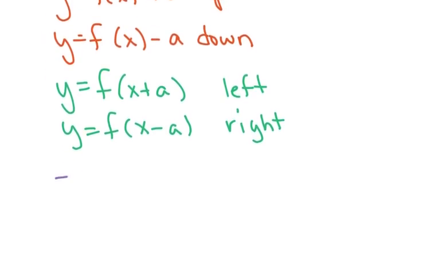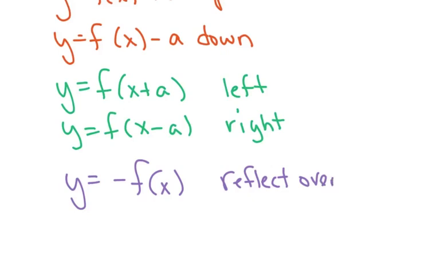Another thing we learned was what happens if you multiply a function by a negative. That is going to flip the graph upside down. We have a phrase for that. We call it reflect over the x-axis.